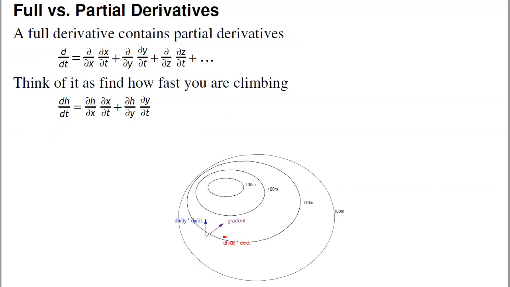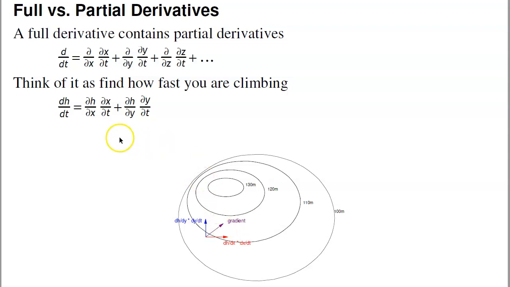Start out a little bit on partial derivatives and full derivatives. A full derivative contains partial derivatives. For example, think about it like you have a hill. Here's the top of a hill, I'm moving along. I want to know how fast am I ascending. To do that, I can use partial derivatives. What's the slope in the x direction times how fast I'm moving in the x direction, plus what's the slope in the y direction times how fast I'm moving in the y direction. Put those together, I get how fast I'm ascending.